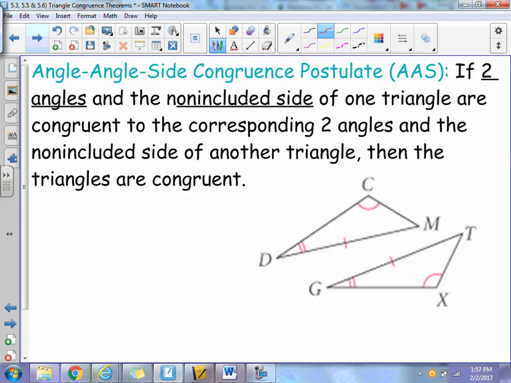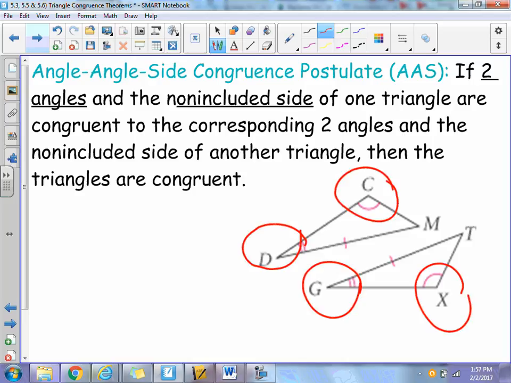Now look at this one. This one's angle, angle, side, and this time the side is not in the middle, it's the non-included side. What does not included mean? If you look at it this time, here are my two angles that match these two angles. Is my side in the middle of those two circles? It's not. So this time I would read the order angle, angle, side, angle, angle, side, and they would work.